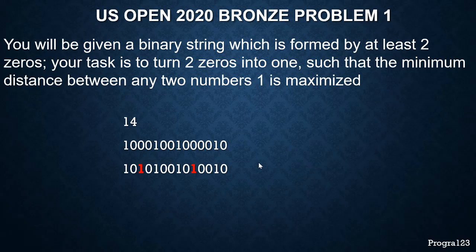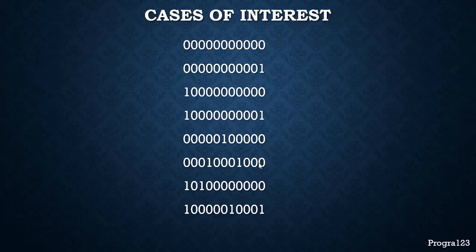Well, there are some cases of interest for this problem that we have to take a look at. The case in which the whole string is equal to 0. The case in which most of the zeros are at the beginning of the string. In this case, we have to place 1 at the beginning and 1 at the end, and the distance will be n minus 1. In this case, we have to place 1 here and the other one in the middle. Either of these two positions will be okay, and we will get the maximum distance.